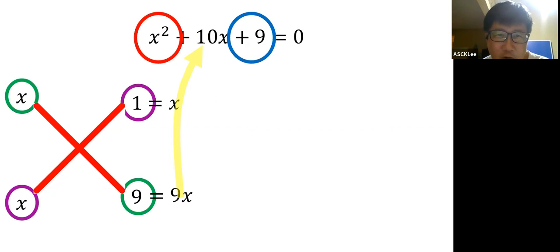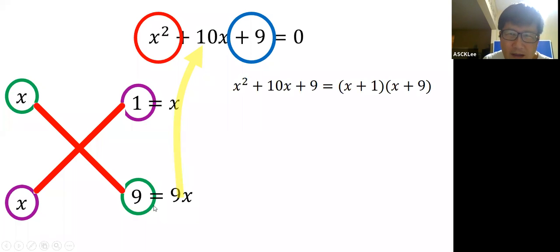Don't do anything more already. Your factors are staring at you in your face. So what are your factors? Your factors are x plus 1 and x plus 9. So let's write them out. x squared plus 10x plus 9 equals x plus 1 times x plus 9. These are your two factors. Where did you get them from? You got them from here. x plus 1 is from here and x plus 9 is from there.